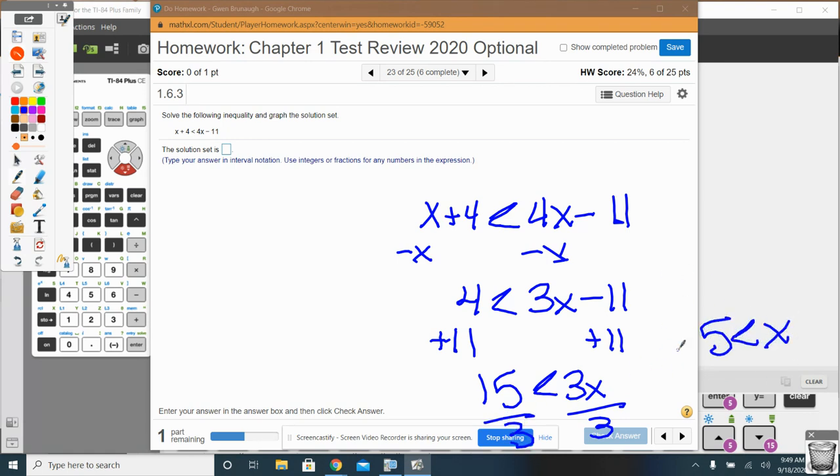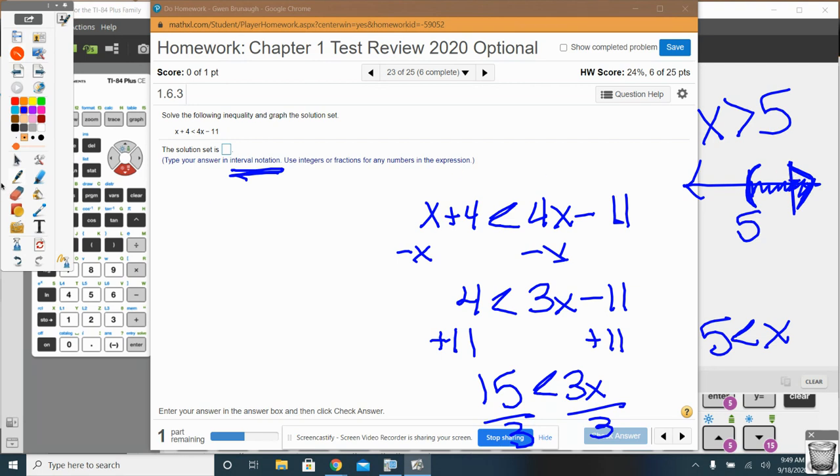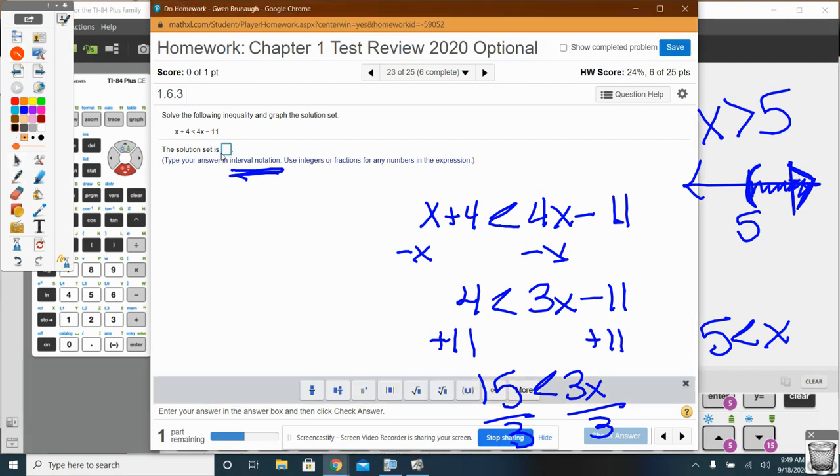Now to write it the way we're used to writing, put the x on the left, the alligator mouth is eating it, that's x is greater than 5. They want interval notation here. So what does this graph look like? Well, the graph looks like 5 with an open circle or parenthesis and everything to the right. So because of that, we could put a 5 in parenthesis, and it goes to the right to infinity.